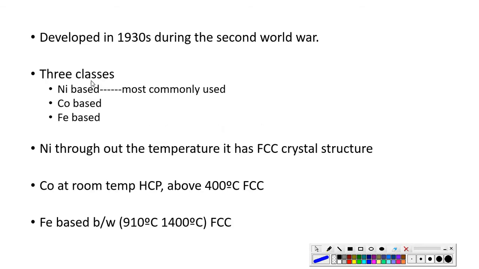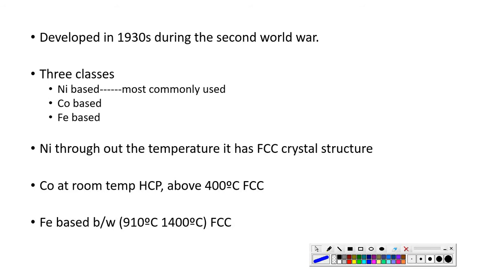There are three classes of superalloys: nickel-based superalloys, cobalt-based superalloys and iron-based superalloys. Nickel, cobalt and iron are the base metals, and we add different alloying elements to them for the development of superalloys. So what is the main important property of nickel? It maintains an FCC crystal structure up to the melting temperature.